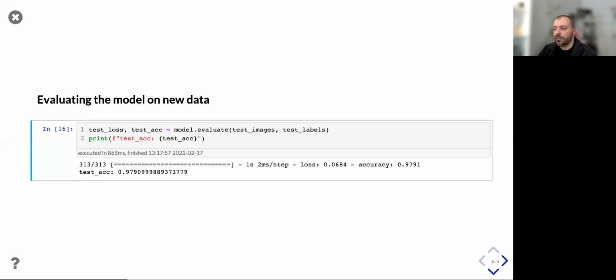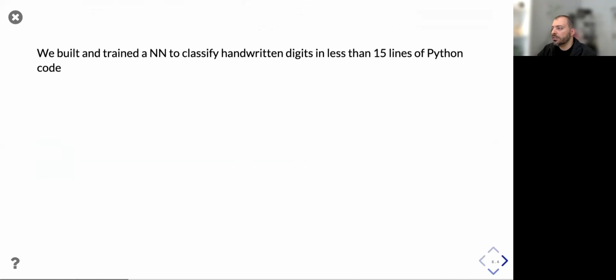So I know it was quite fast. I know that maybe some of you might have some missing points here, but don't worry, we will see it in more detail. The main idea is that just in something like 15 lines of code, we managed to build and train a neural network that takes handwritten digits and classifies which digit they are.